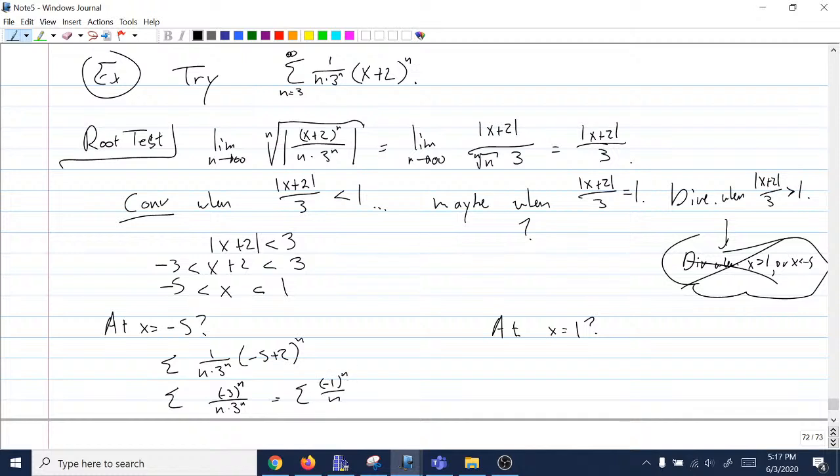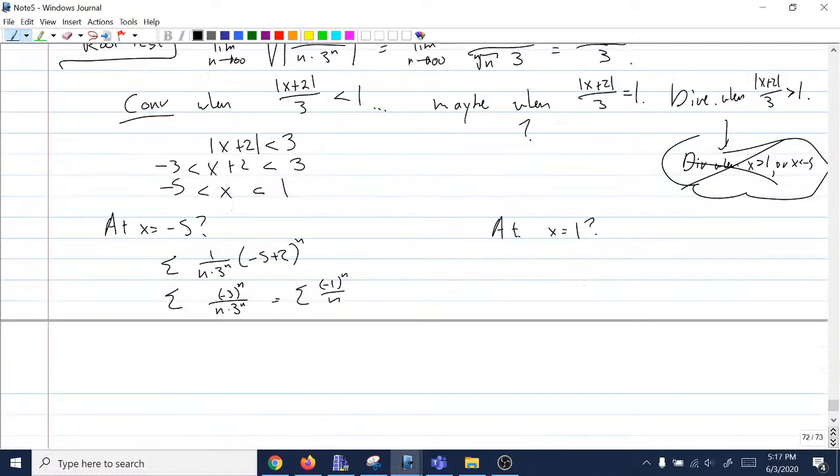Usually one endpoint will give you an alternating series. The other endpoint will give you a non-alternating series. Does this thing converge? It's generally really easy for alternating series to converge. We just need to know that the thing that's not alternating is positive and goes to 0. Oh, and I need it's decreasing. And all of those are true. This is the alternating harmonic series. It converges at x equals negative 5, by the alternating series test.